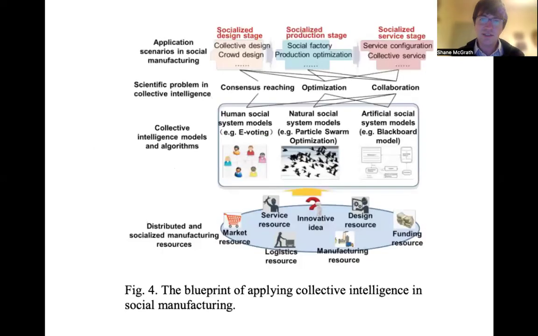So this is the collective intelligence, the system level manufacturing configuration, cooperation, optimization based on large scale cooperation and sharing among socialized, distributed and self-organizing resources. The algorithms, the social systems model, Blackboard, e-voting. So these are all consensus. The service configuration, the social factory, production optimization, collective design, crowd design.